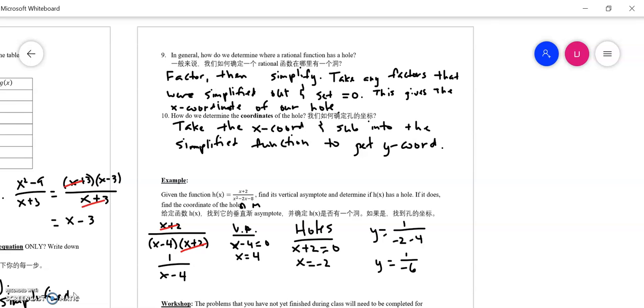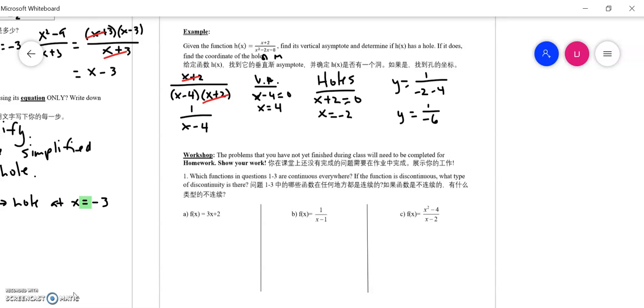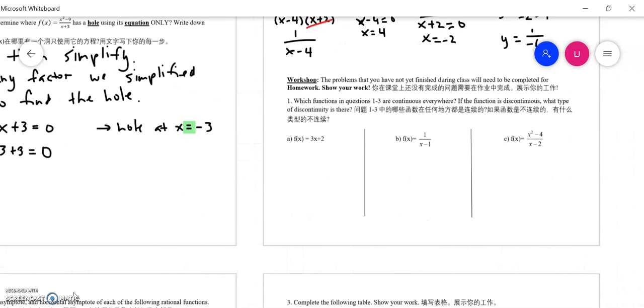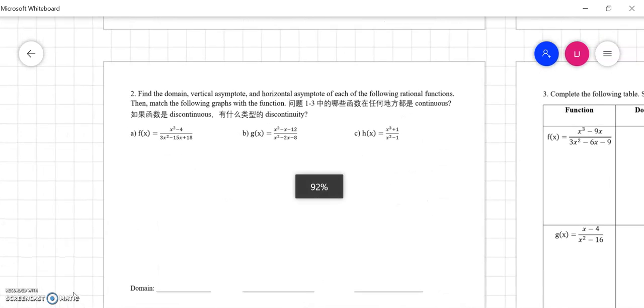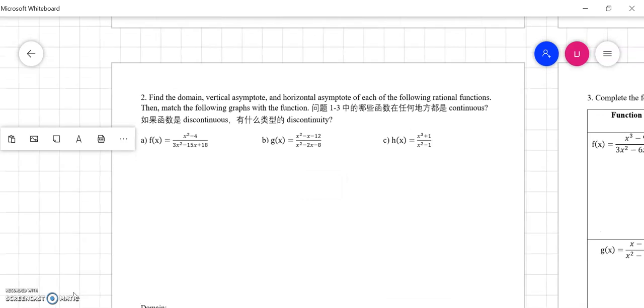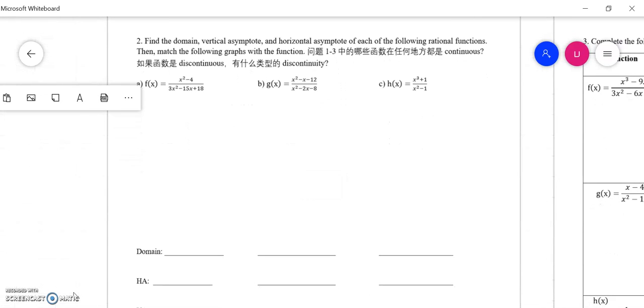Let's do one more example. So these first workshop problems are about continuity. So that's a bit of a review. Let's look at the next problems. Find a domain, vertical asymptote, and horizontal asymptote for each of these.